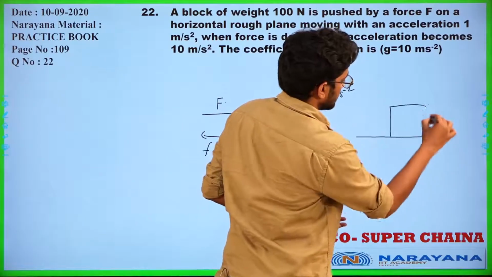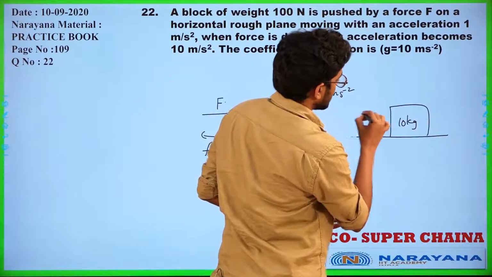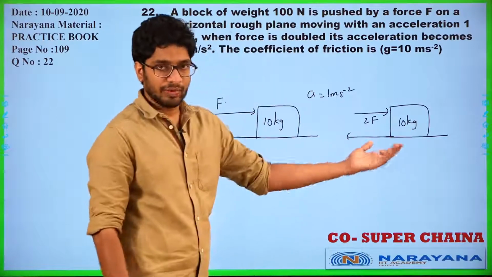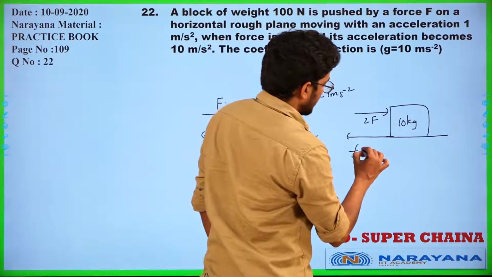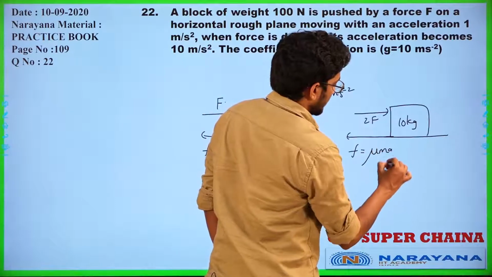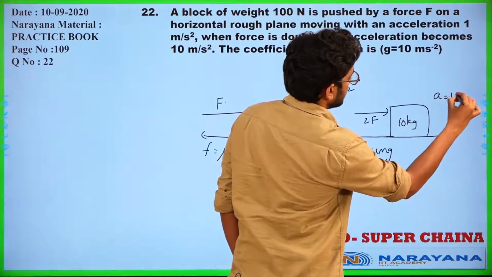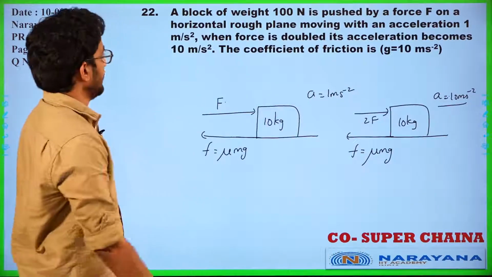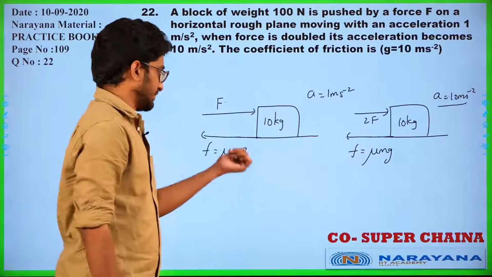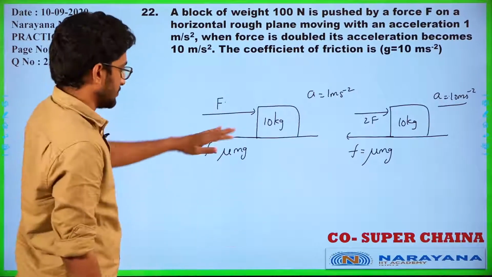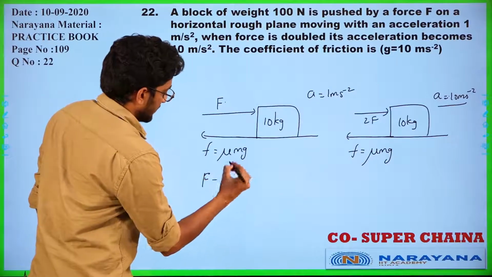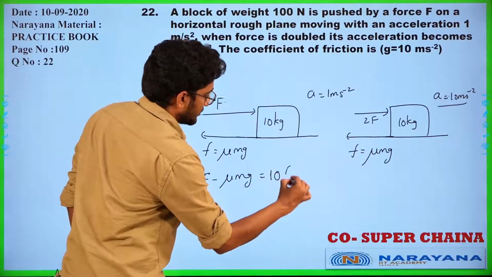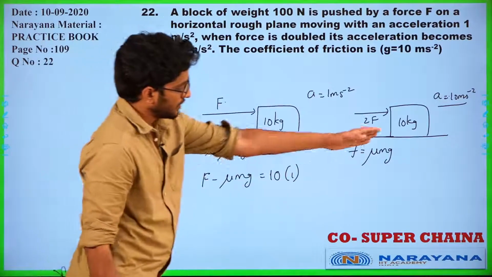So the same case, 10 kg block, now the force is doubled, but friction remains same. Friction depends only on mu and normal, they are not changing. So again friction acting here is mu into mg, but this time we got an acceleration of 10. Okay. So now we need the coefficient of friction between the floor and the block. So let's write force equation for this. So here I get F minus mu mg equals m into a, that is 10 into 1. That is first equation.